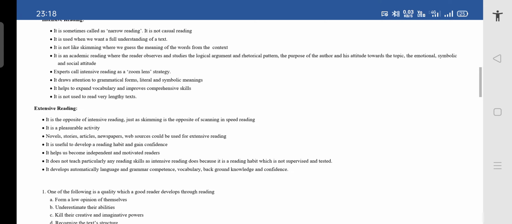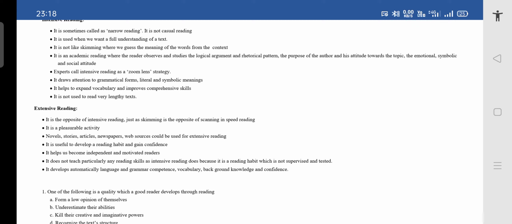Extensive reading. It is the opposite of intensive reading, just as skimming is the opposite of scanning in speed reading. It is a pleasurable activity. Novels, studies, articles, newspapers, web sources could be used for extensive reading.